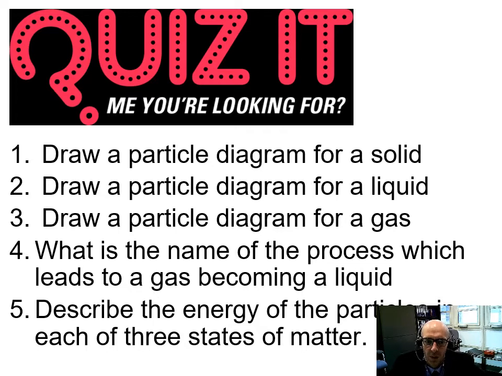So, just from your past knowledge, could you do a quick sketch? Just put the word solid and draw down what the particles are arranged like in a solid, and the same for liquid and the same for gas. Then, what's the name of the process which leads to a gas becoming a liquid? And then in each of those particle types, solids, liquids and gases, how much energy do they have in each of those? So which one has the most energy, which one has the least energy? So could you have a go at doing that, please? And pause now while you do it, and then we'll go on and just go through those bits quickly.